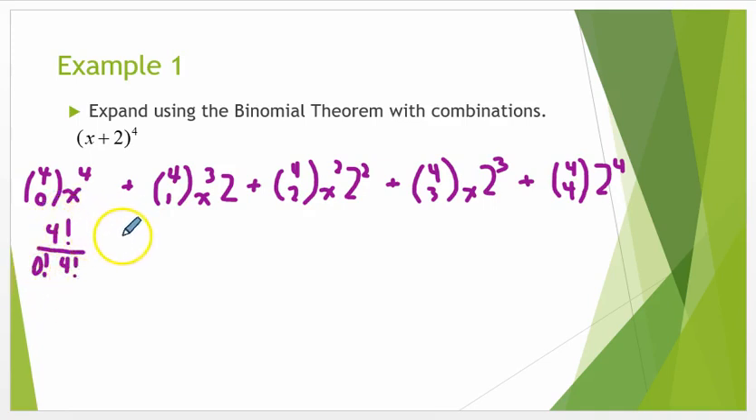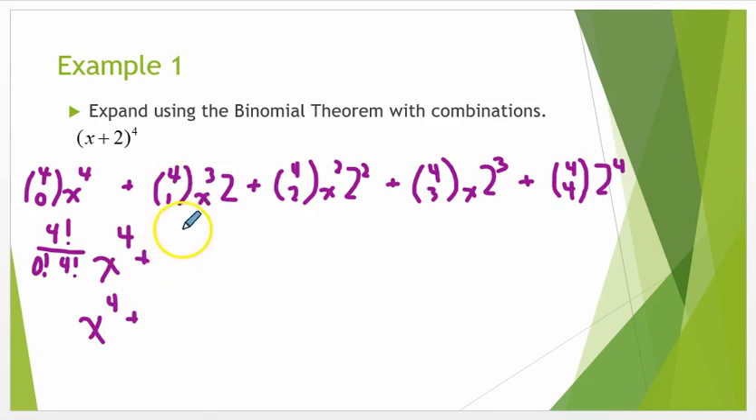And this would be 4 times 3 times 2 times 1, over 4 times 3 times 2 times 1. So everything would cancel out on top and bottom, the 4, 3, 2, and 1. So all that's left here is a coefficient of 1. So it's just 1x to the fourth. And you can check that with Pascal's triangle if you want. And then you would go on to the next one.